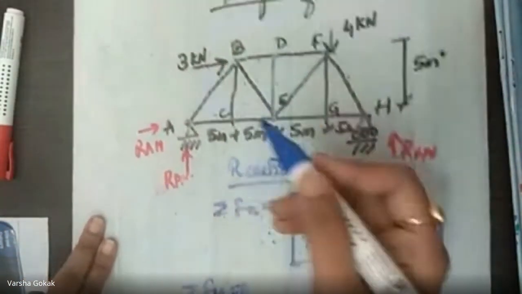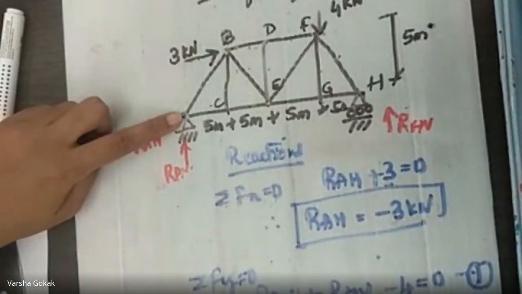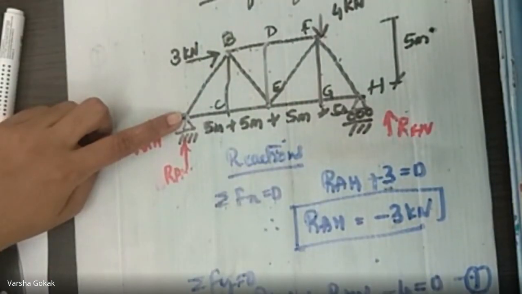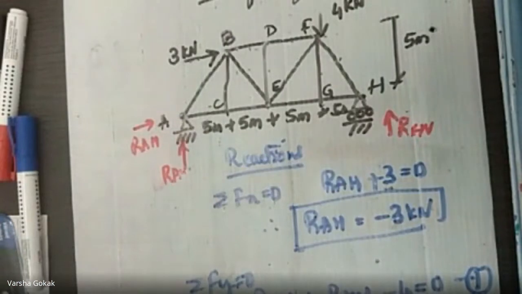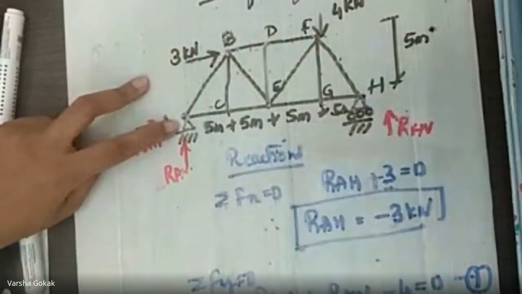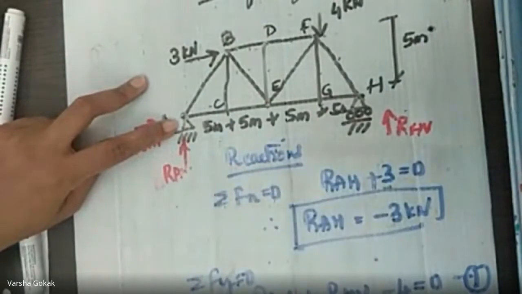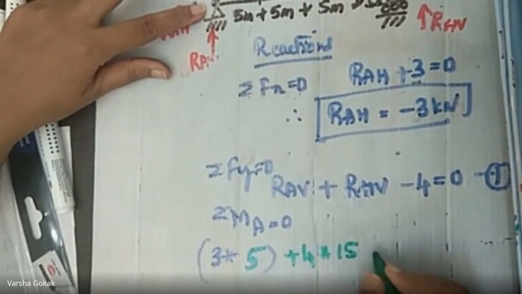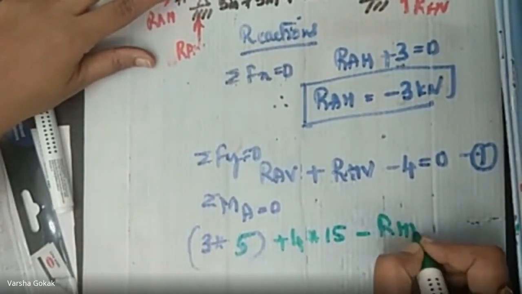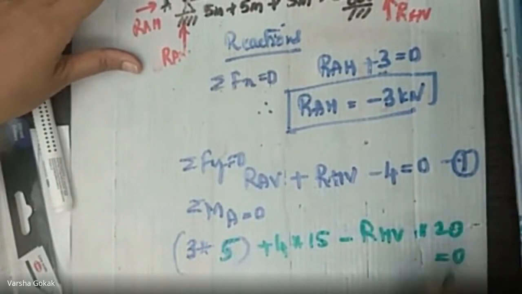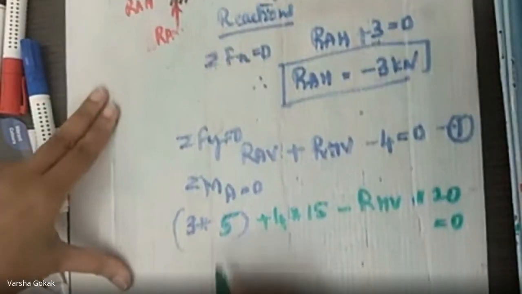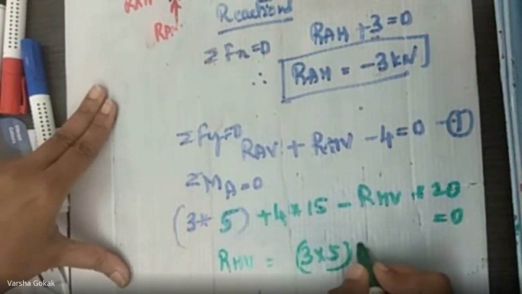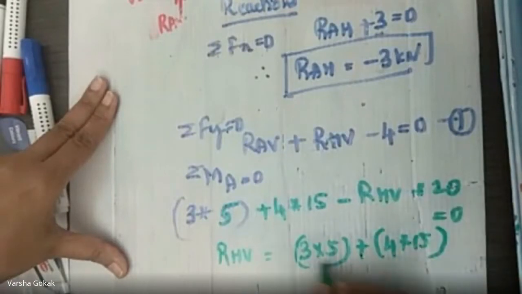I missed this 4 kilonewton. So I'll take moments again. So it is 3 into 5 distance. I don't know why my pens are not writing. 3 into 5 and 4 into, what is this distance? 15. So 3 into 5 plus 4 into 15 minus RHV into 20 is equal to 0. Correct? So RHV value is going to be 3 into 5 plus 4 into 15 divided by 20.